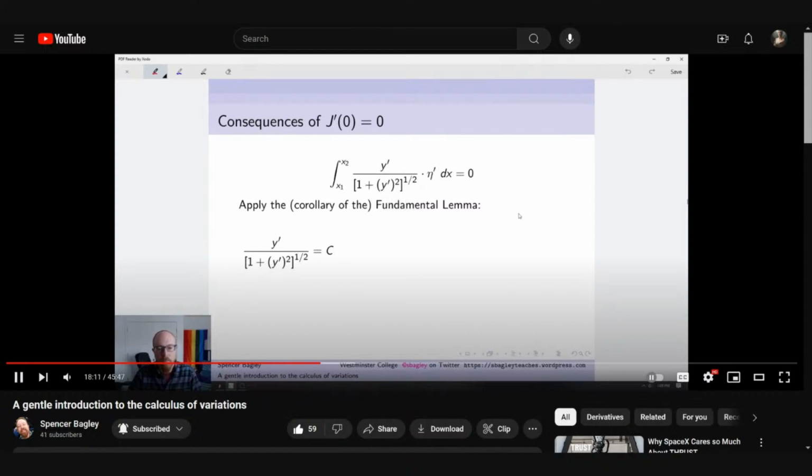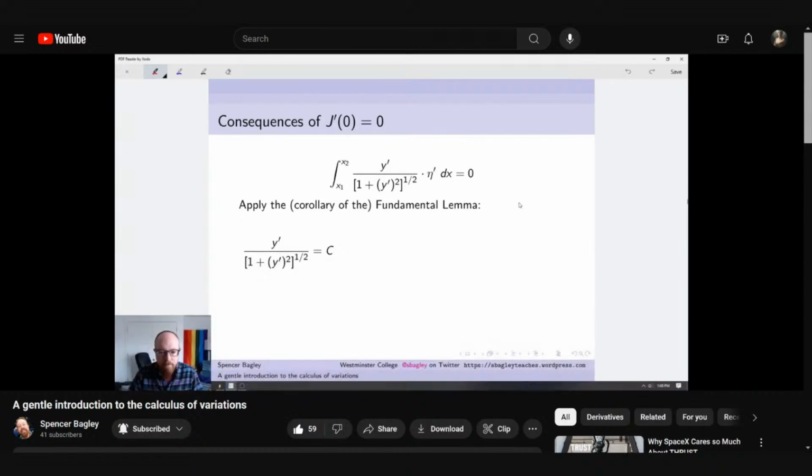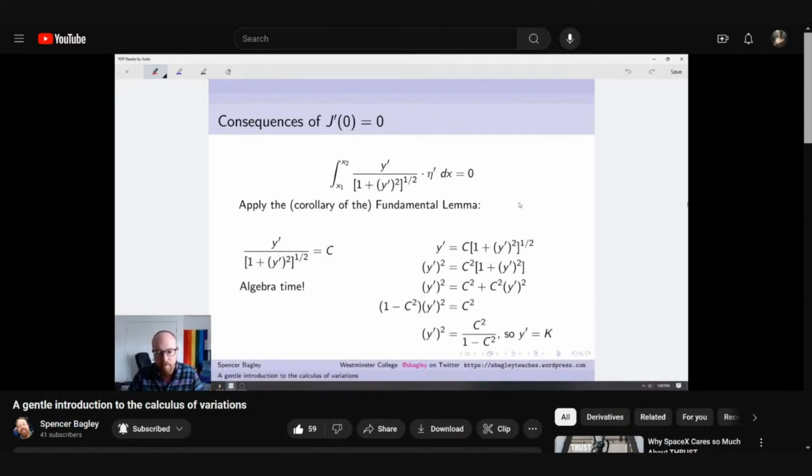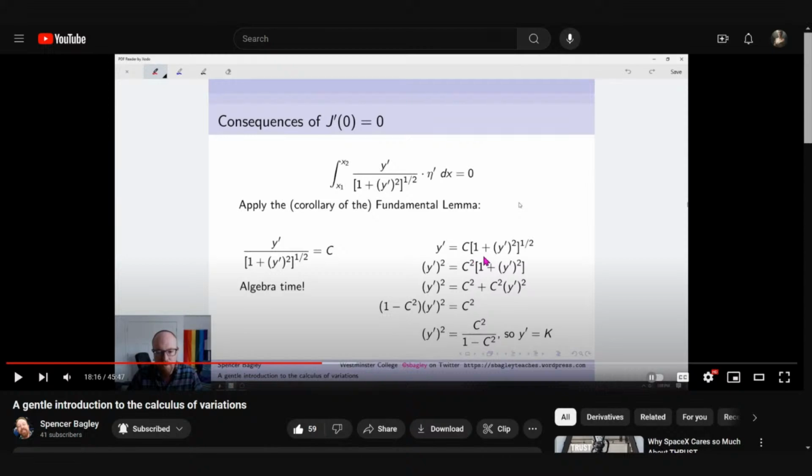It must be some constant. All right, well, let's do a little bit of algebra. Here is what happens. So y prime is equal to c times (1 plus y prime squared)^(1/2). So squaring both sides, y prime squared is equal to c squared times (1 plus y prime squared). Multiplying it out, y prime squared is equal to c squared plus c squared y prime squared. This is 2 steps at once.